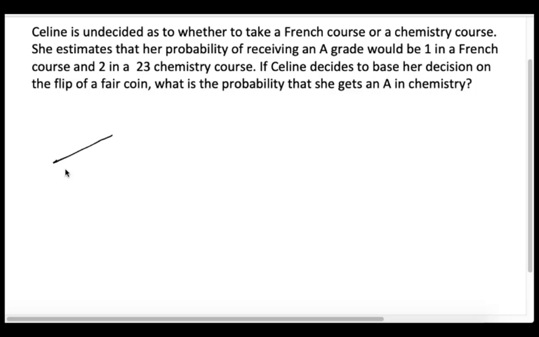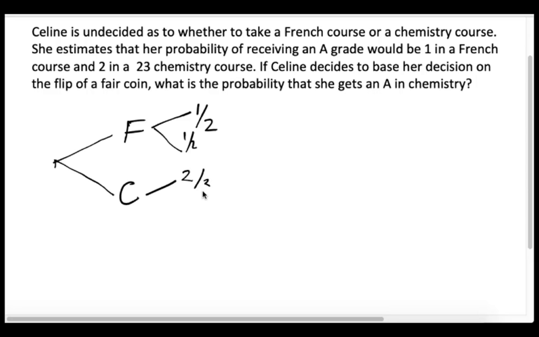Now, we have two cases. She chooses a French course or she can enroll in a chemistry course. In this course, the chance for her to get an A is 1/2, and not is 1/2, and in the chemistry course it should be 2/3, and then 1/3. So get an A or not, get an A or not.